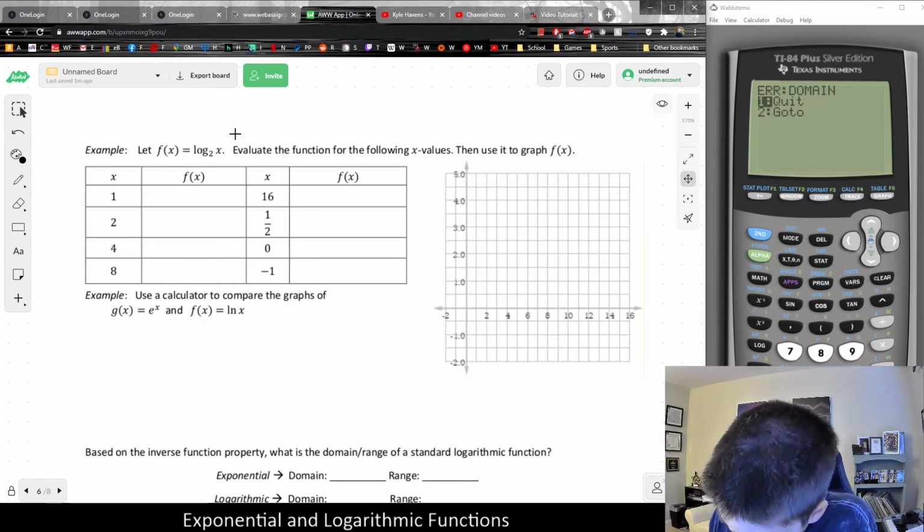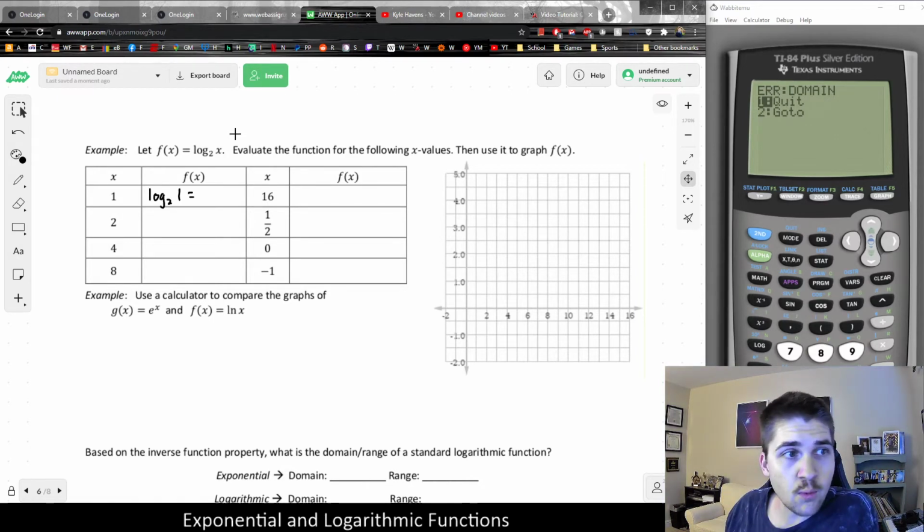So first off, if x is 1, that would mean I would be trying to find what's log base 2 of 1. And remember that log of 1 is always 0, because 2 to the 0 power makes 1. And that's always how you do a logarithm. You want to think, 2 to what power makes this? And anything to the 0 always makes 1.